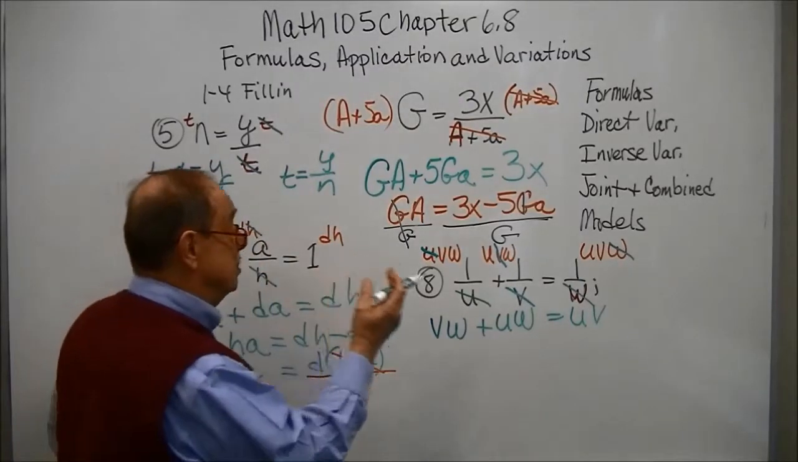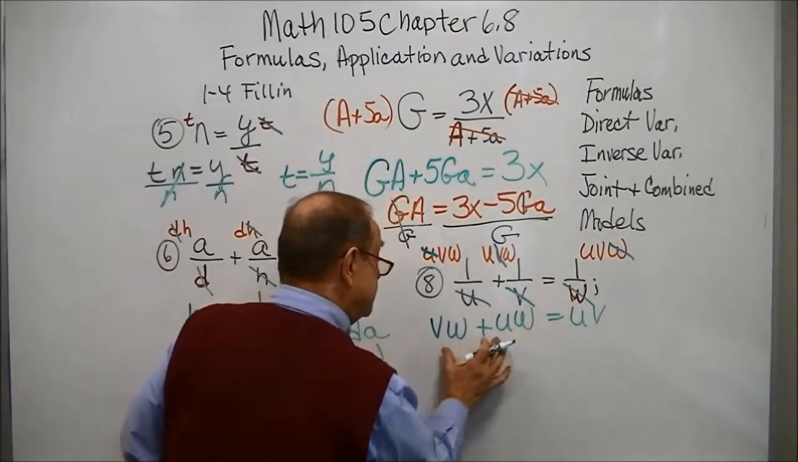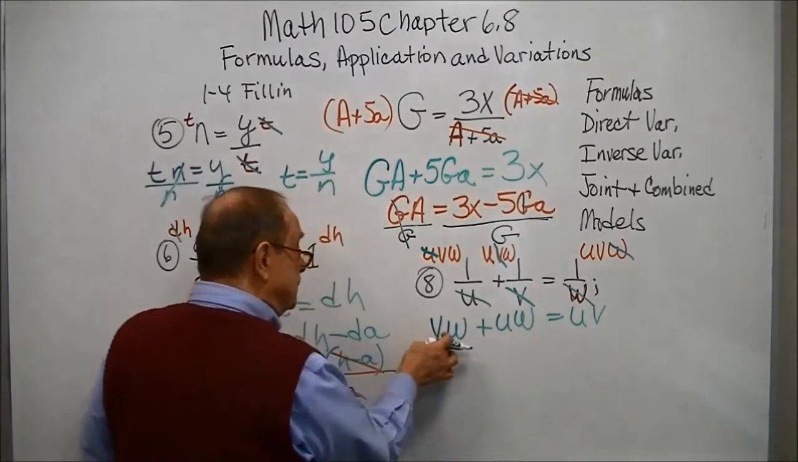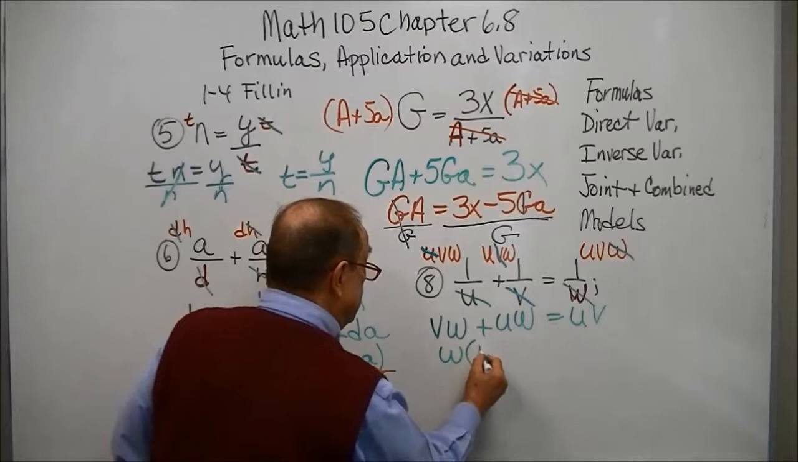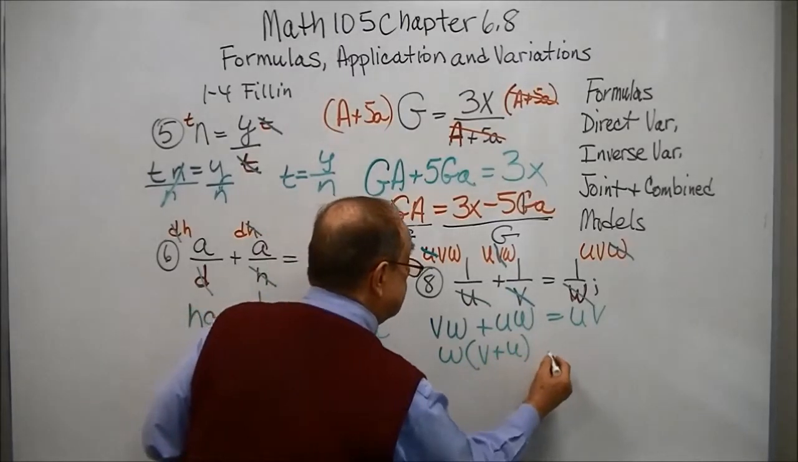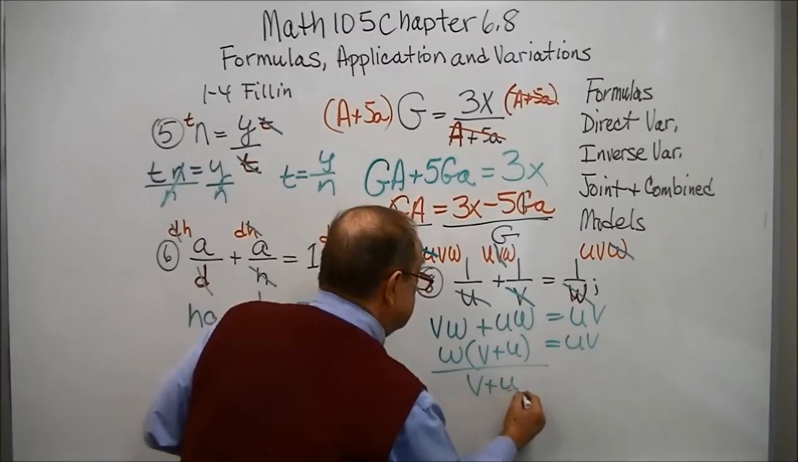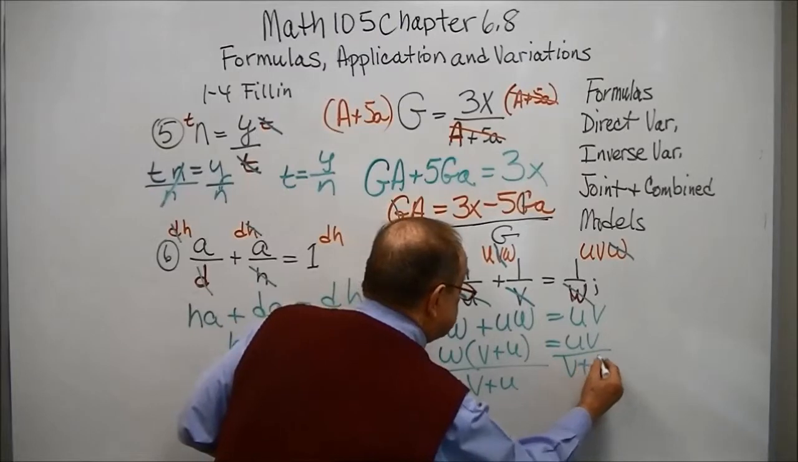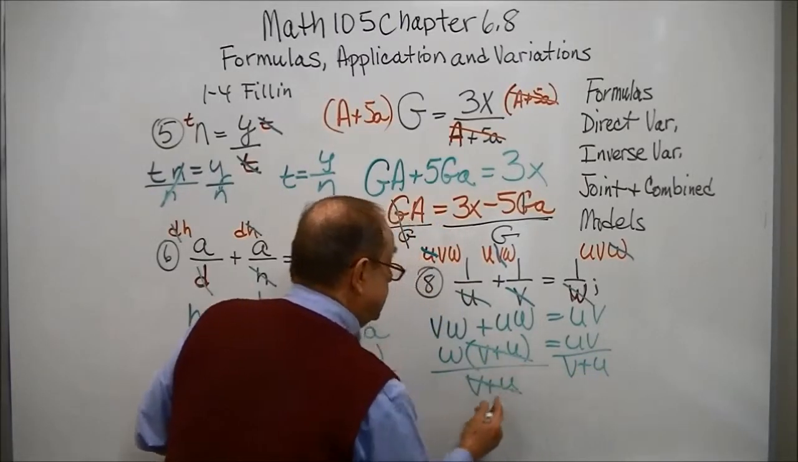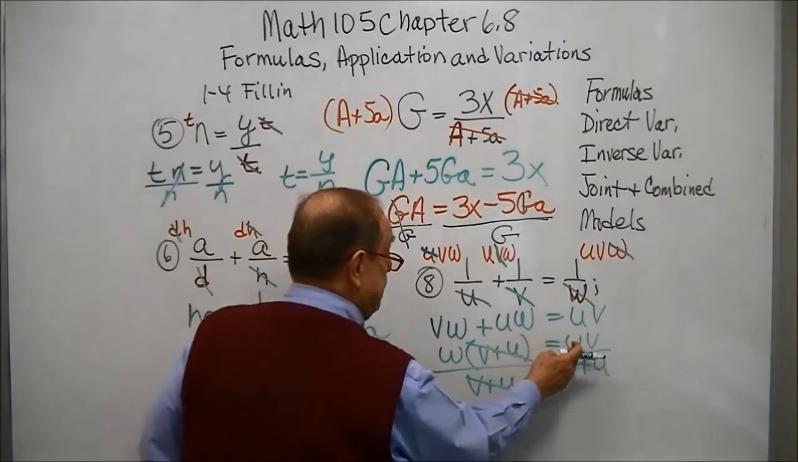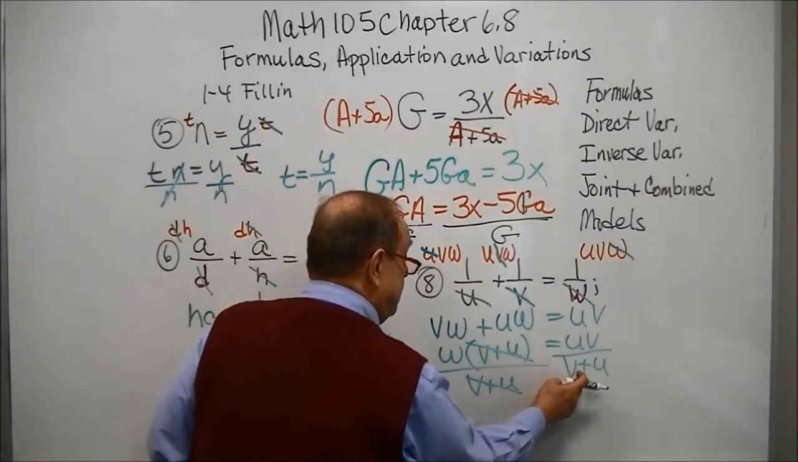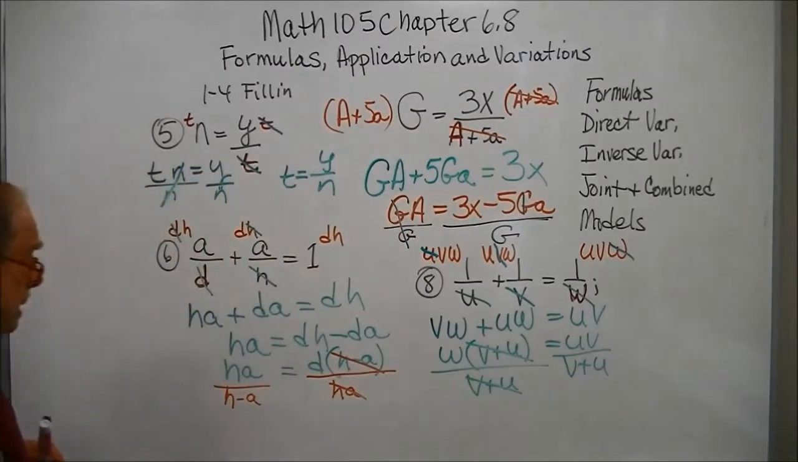And we want to solve for W. Remember, W is in two terms, so we have to factor the W out. W times V plus U equals UV. Divide by V plus U. They cancel out, and W equals UV over V plus U. Now, I went a little quickly on some of this, but hopefully you're catching on, and again, a very colorful board there.